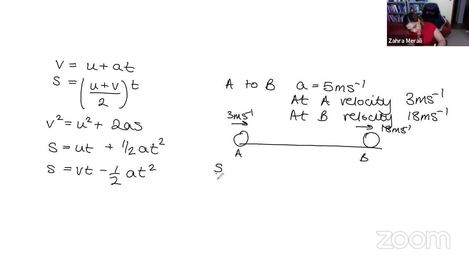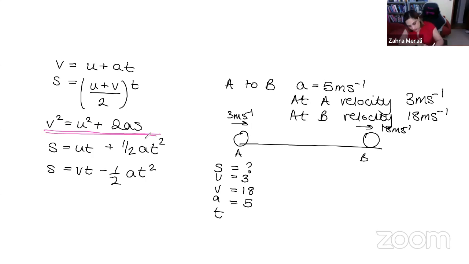And we're going to write SUVAT. All right, so S is what we want to know. Our U is 3, our V is 18, and our A is 5. And we're trying to find our S. So we're not concerned with the T. So we're looking at which one of these doesn't have a T. That's actually the easiest one. When you don't know T, there's only one equation that doesn't have a T in it, and that's V squared equals U squared plus 2AS.